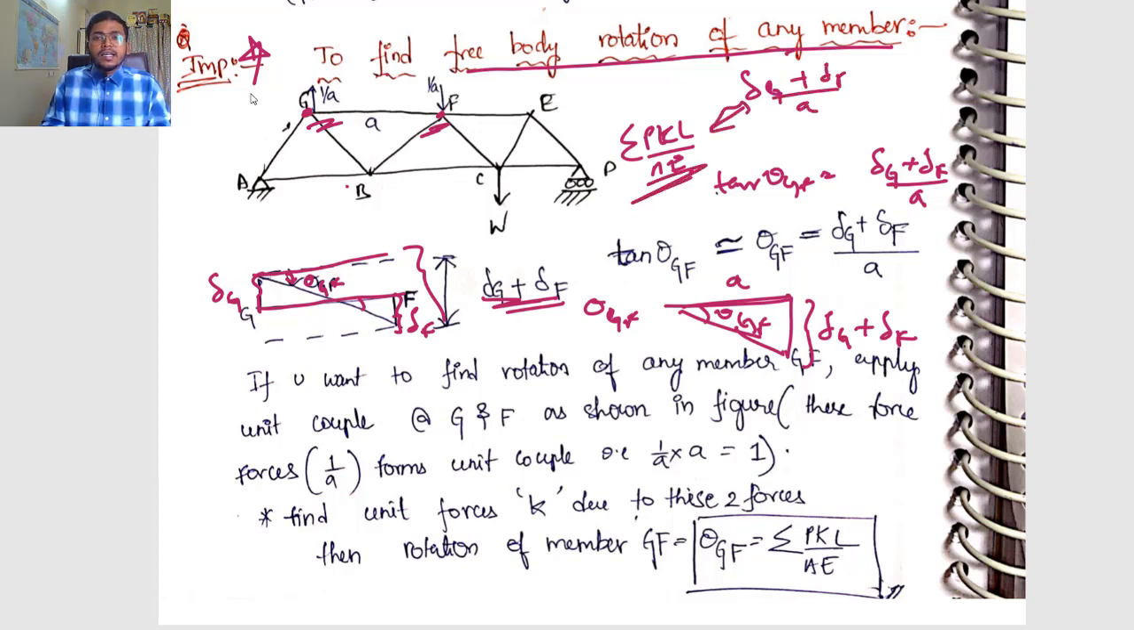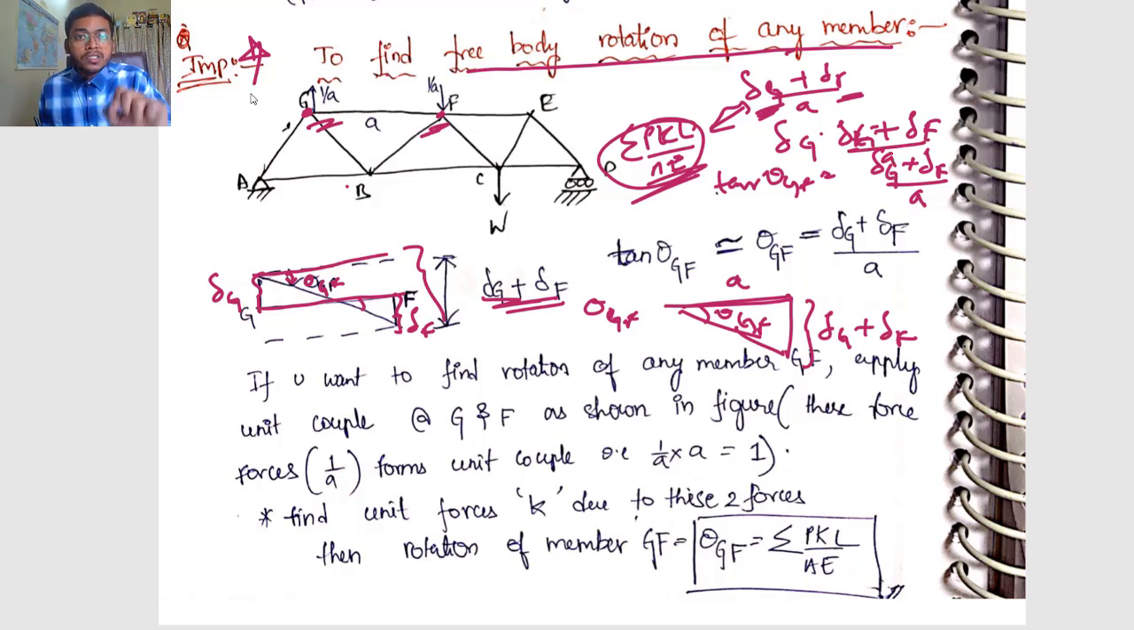This method is simple if you are finding for a new member, but if you already have the values of delta G and delta F, don't go for the other method. If you know the displacements of two joints and the question asks for the rotation of this member, you just have to do delta G plus delta F divided by A. Don't get confused. For objective purposes in GATE and ESE, you don't have time to find the deflection of point G and point F and then divide by A. In some exams, they directly give the deflection at G and F and ask you to find the rotation.